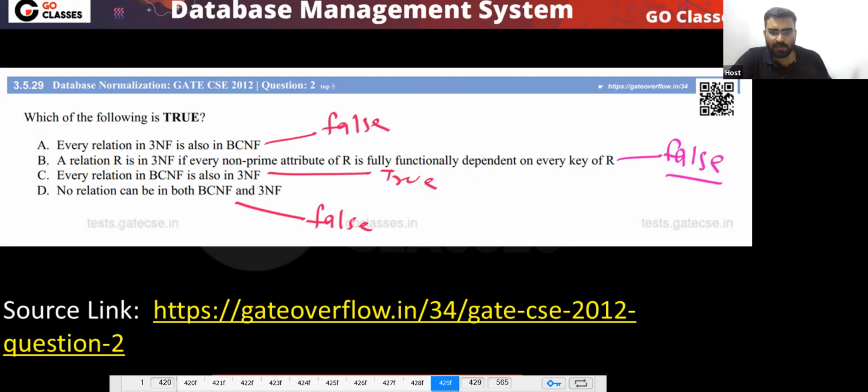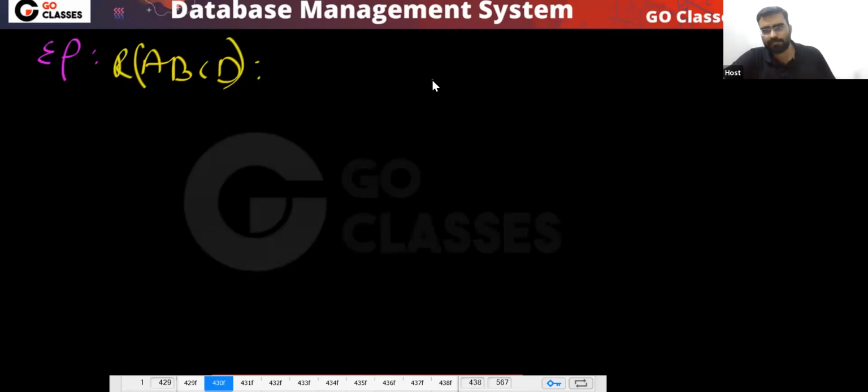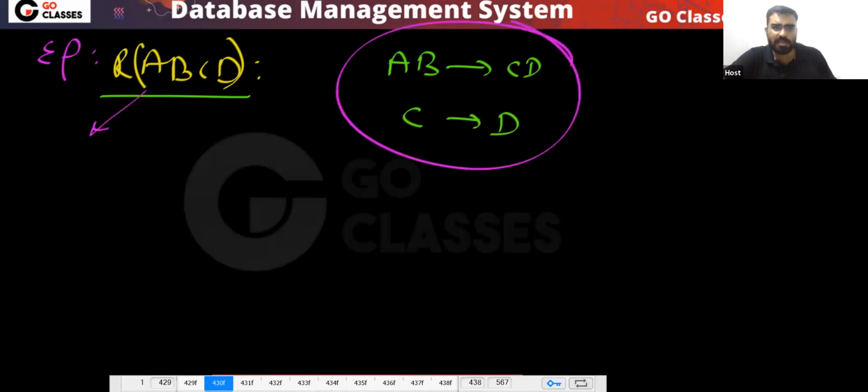Can you give a counterexample where you have 2NF but not 3NF? Very easy counterexample you can give. For example, I can consider ABCD as your relation. Consider AB determining CD, C determining D. Is this relation in 2NF? What are the candidate keys? The candidate key is AB.